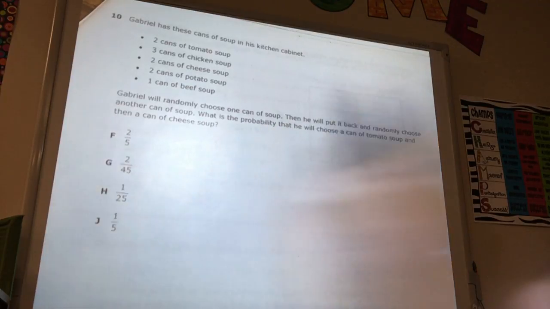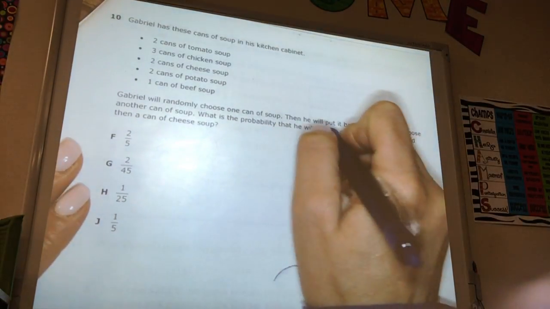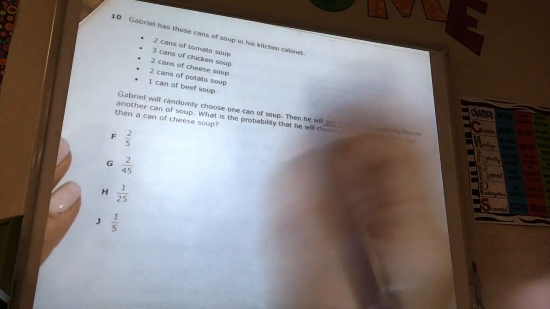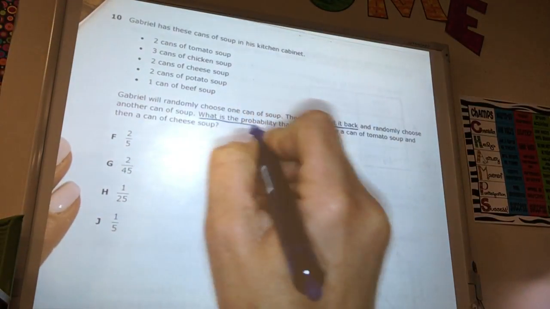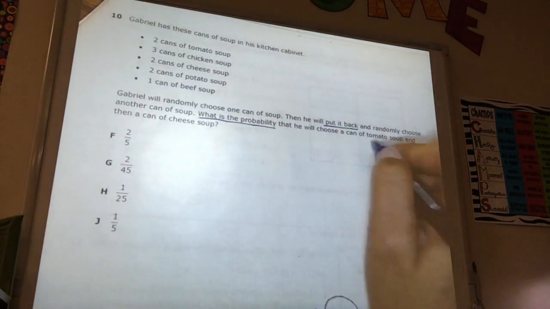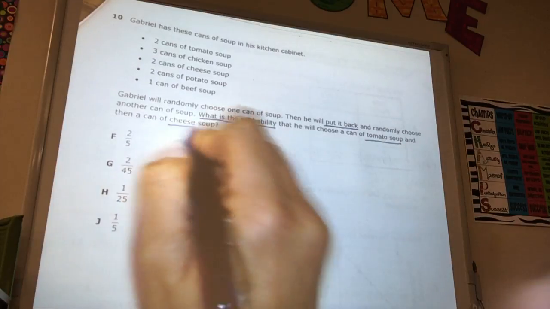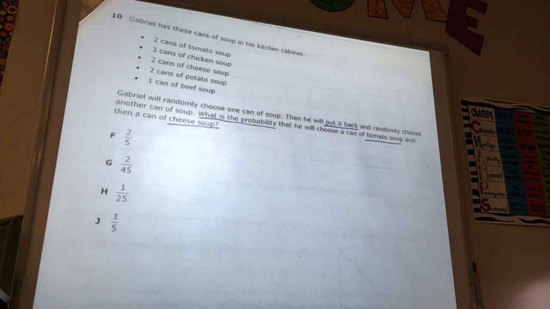That's saying that Gabriel will randomly choose 1 can of soup. Then he will put it back. So we know he's going to put it back and randomly choose another can of soup. What is the probability that he will choose a can of tomato soup and then a can of cheese soup? So we need to figure out the probability that he selects a can of tomato soup, and then a second event is going to happen, which is that he's going to select a can of cheese soup.